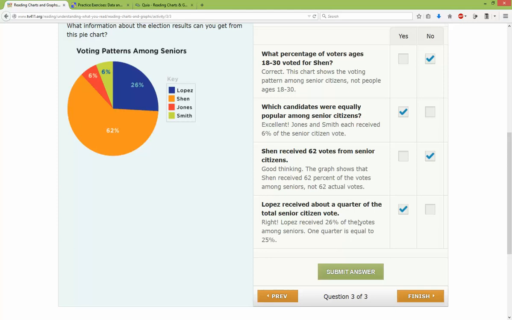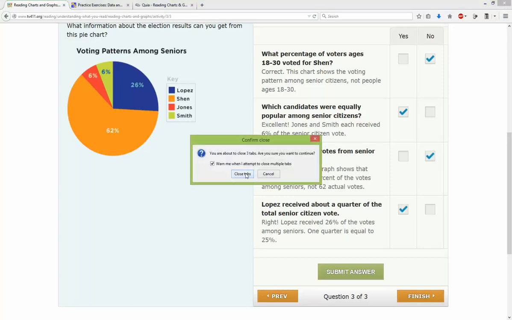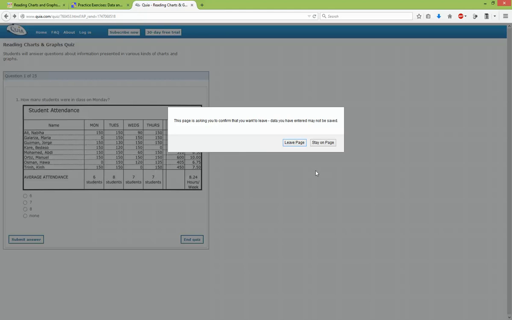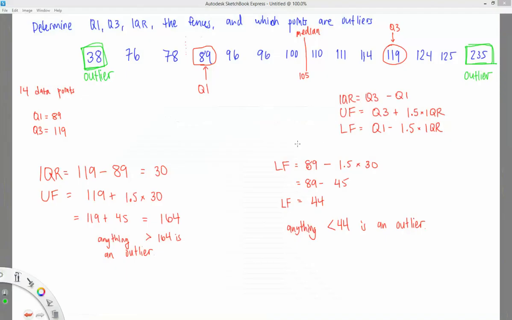Reading charts exercise. Okay. So, what is this? Oh, it's another chart exercise thing. Okay. Let me think here.